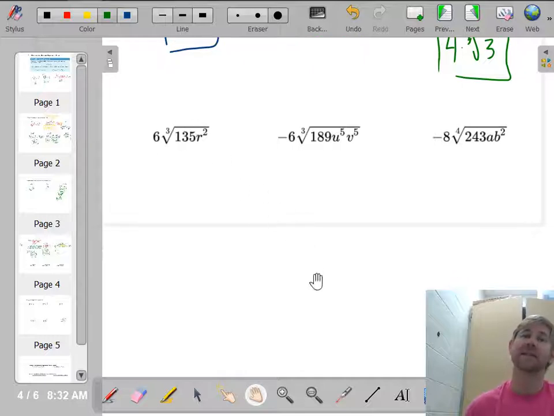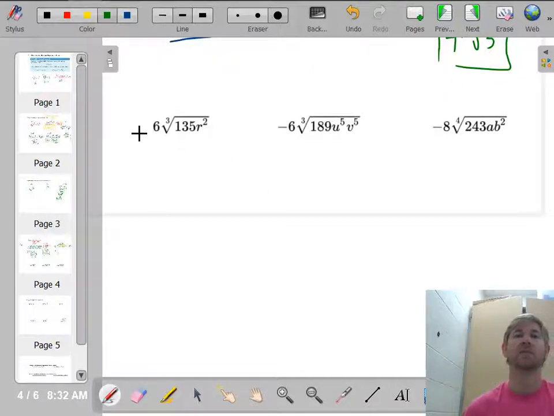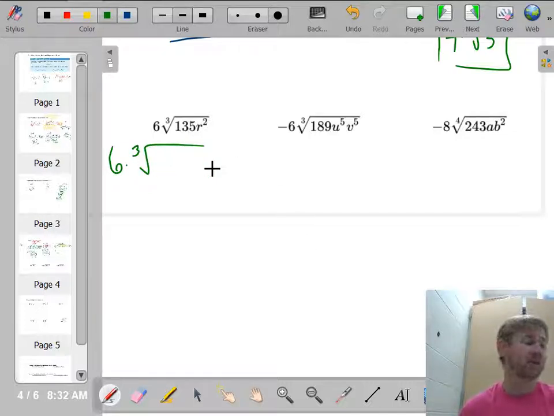So cube root, I need to find sets of 3. First thing I'm going to do, prime factorization. So the cube root of 135. Let's see, what's 135? I know it's a multiple of 5, so I'll just do 135 divided by 5. That's 27, right? So 5 times 27. 27 is 3 times 9, which is 3 times 3. And then I have r times r. So make sure you can get the factorization, 5 times 3 times 3 times 3 to get 135.